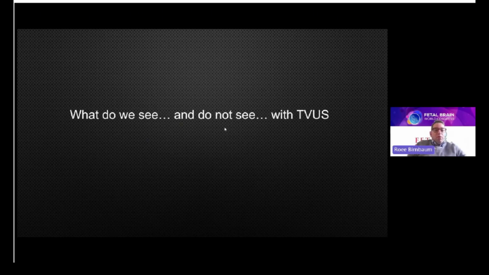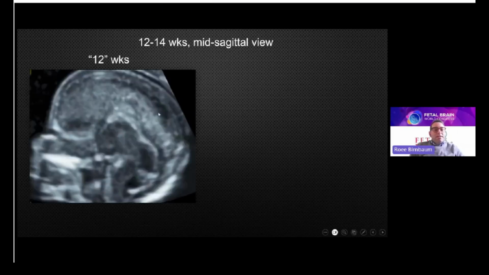Now the question is, okay, but what do we see and what do we not or we cannot see with a high-resolution transvaginal ultrasound early in pregnancy? So let's take a look at what happens from the sonographic point of view between late first and early second trimester. So this is an image that you all see in your routine scans.